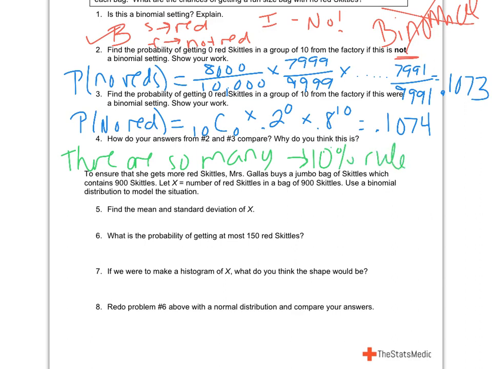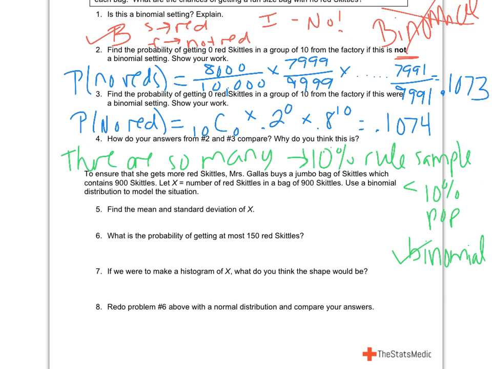What our 10% rule states is that if the sample, for instance these 10 Skittles, is less than 10% of the entire population, right? Our population was 10,000 Skittles, and I'm sampling 10 of them. So if the sample is less than 10% of the population, I can use the binomial equations.